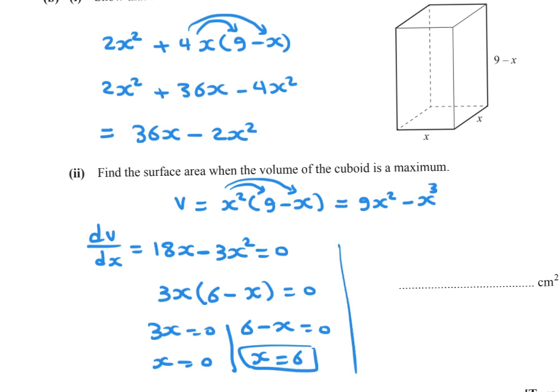Now we need to find the total surface area at this value. So find the total surface area, put x equals 6. Surface area is 36x minus 2x squared. So put x equals 6: 36 times 6 minus 2 times 6 squared equals 144.